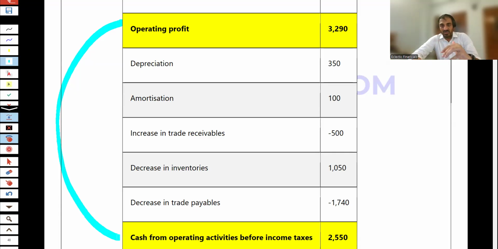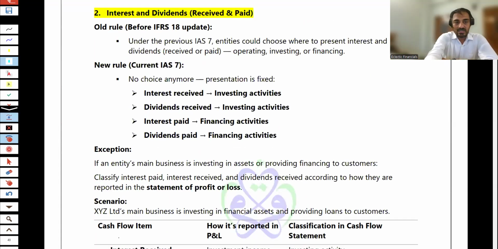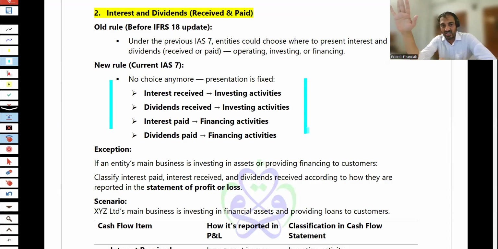But sir, what about interest, dividends paid and taxes? Don't worry, the income taxes payment is a part of cash flow from operating activity. But on the other hand, if the company is Toyota, not a bank or asset management, the rule is fixed. The rule has now become fixed. No more IAS 7 previous presentation. No more flexibility.